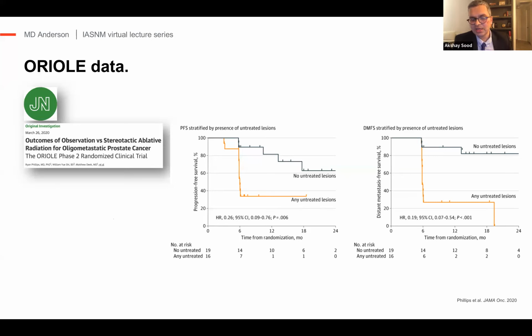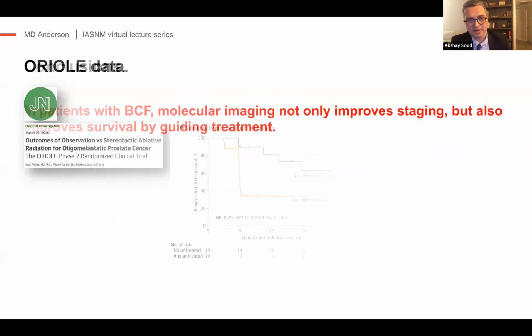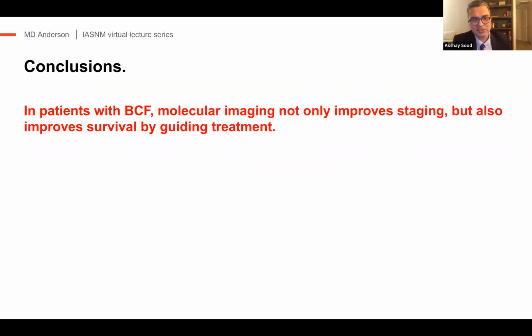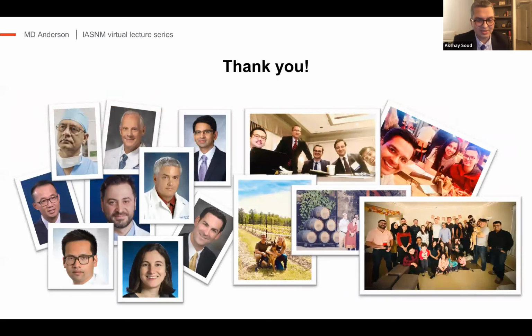So again, it shows that if you have the knowledge of this molecular imaging, like the Empire 1, and you change your therapy fields to get all the fields treated, the patients will have a better outcome. So essentially in patients with biochemical failure, molecular imaging not only improves staging, but also improves survival by guiding more appropriate treatment for these patients. So I want to thank again Dr. Thakulkar, Dr. Rao, and Dr. Sethi for this opportunity. Thank you very much.